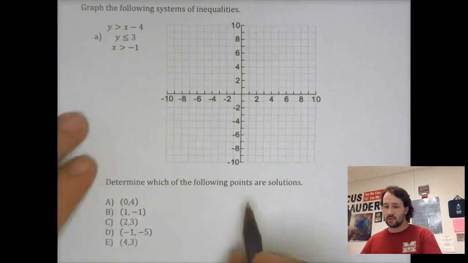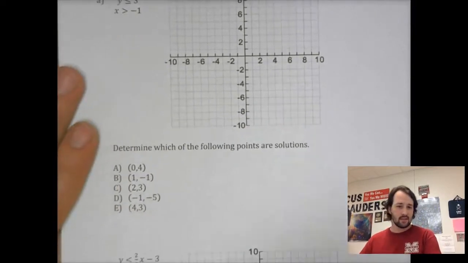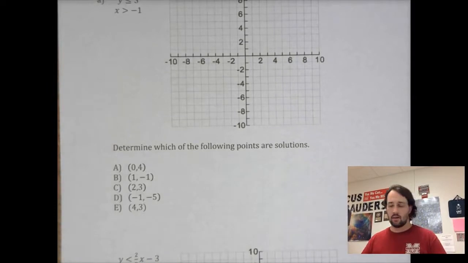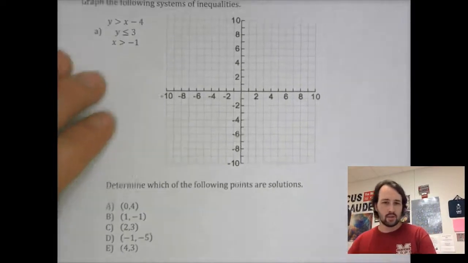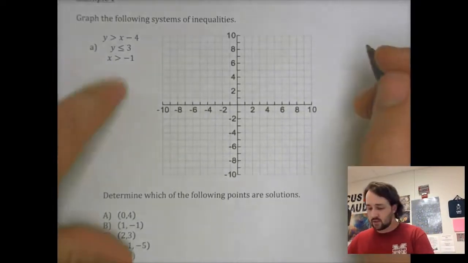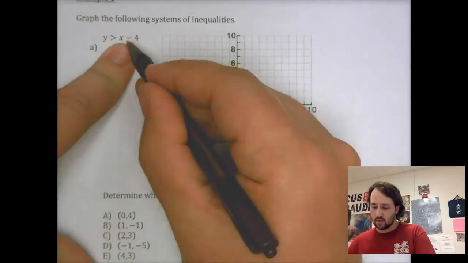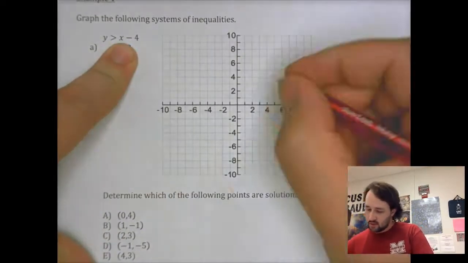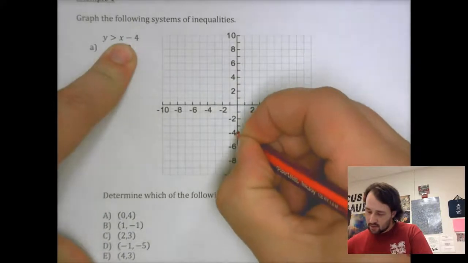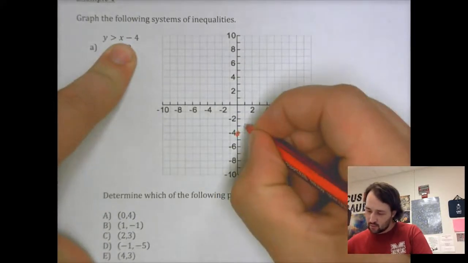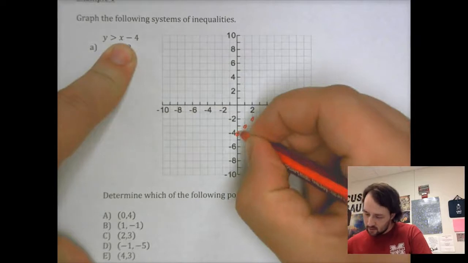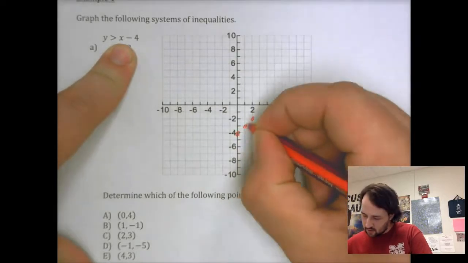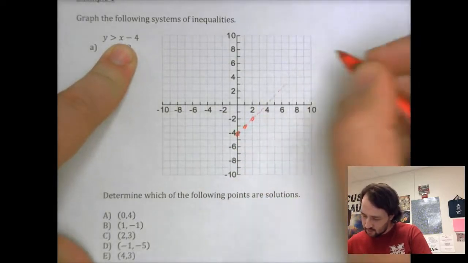And then we'll determine which of the following points are solutions. You'll kind of see how that works. Just like I was talking in the earlier section of this, we're just going to be looking to see that they're in the shaded region. So just go through these one at a time. Y is greater than x minus 4. So I'm going to have a y-intercept of -4. My slope is up 1 over 1, up 1 over 1. So I'm going to do a dashed line.